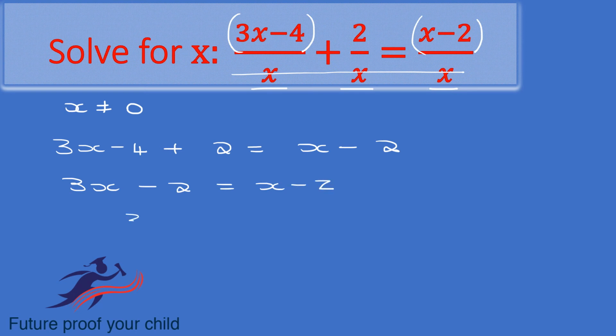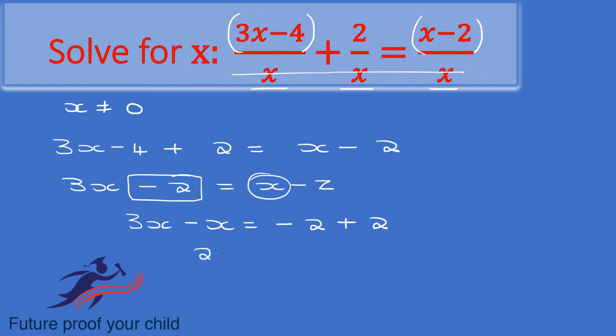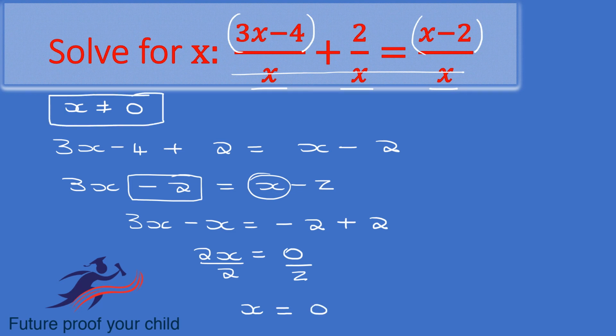I'm going to keep my 3x over here. I want to get rid of the x, so I subtract x on both sides. I already have a -2. I want to get rid of that -2. So what do I do? I add 2 on both sides. So 3x minus x is 2x, and -2 plus 2 is 0. I divide both sides by 2, and I end up with x equal to 0. But hang on, we just said x may not be 0 because then you will be dividing by 0. So therefore, there will be no solution.